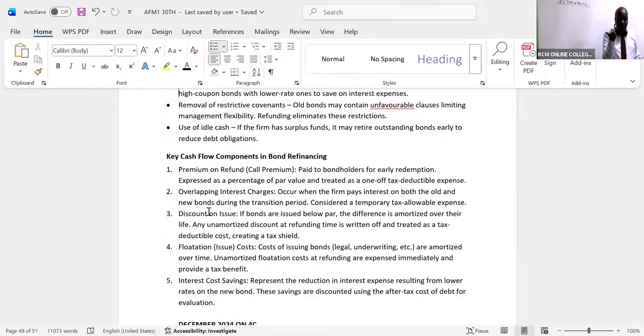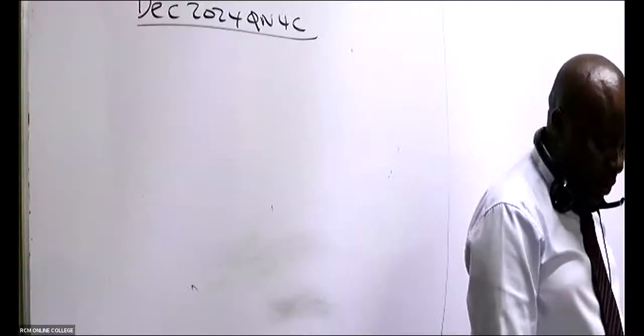Yeah, more, additional, just in case you want to pay the mortgage earlier. So we have here what we call the premium on refund, what we are calling the call premium, paid to bondholders for early redemption. Then we have what we call overlapping interest charges. How does this work? Overlapping interest charges.